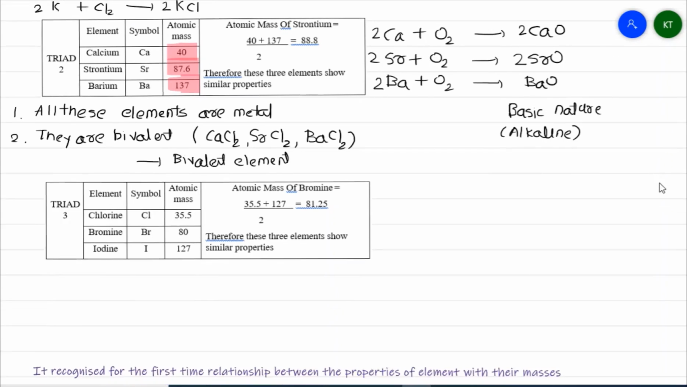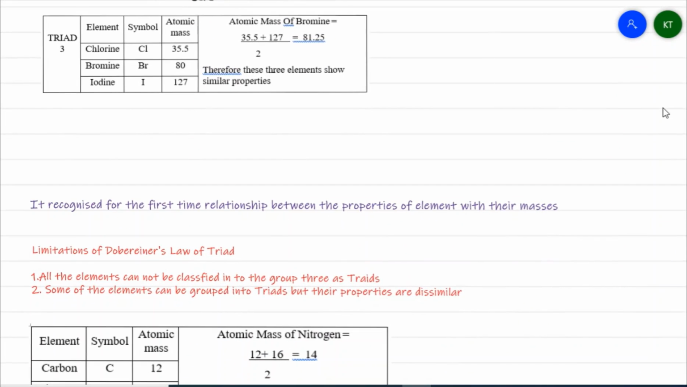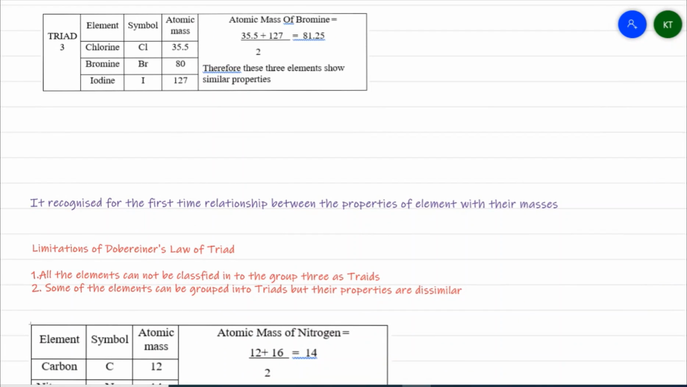Now, the third example, which you can take as the third triad, is chlorine, bromine, and iodine. These are the halogens actually. So the very first property which you look forward to is that they are non-metal. The second property is that they react with metal in order to form the corresponding salt, and they are monovalent in nature.